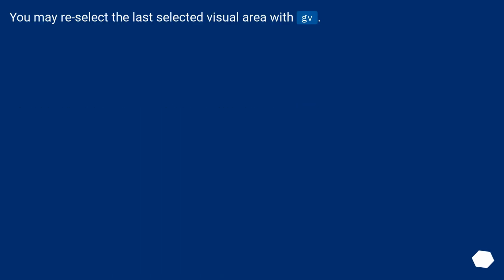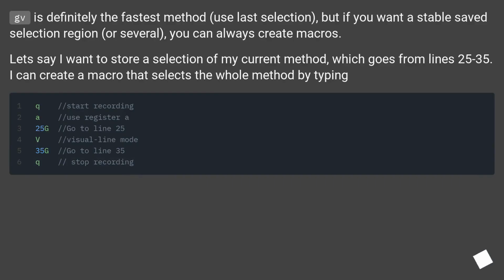You may reselect the last selected visual area with GV. GV is definitely the fastest method. Use last selection, but if you want a stable saved selection region, or several, you can always create macros.